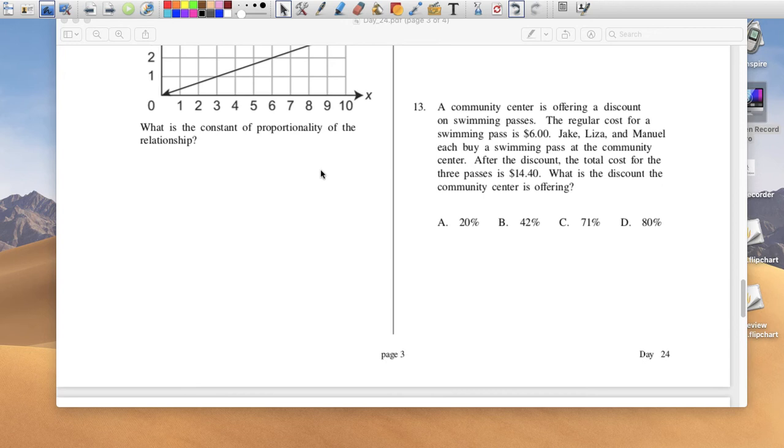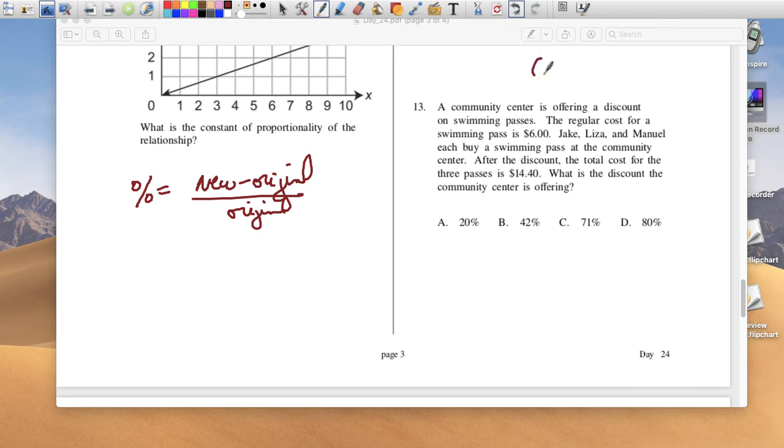13. The community center is offering a discount on swimming passes. The regular cost for a swimming pass is $6. Jake, Lisa, and Manuel each buy a swimming pass at the community center. After the discount, the total cost for the three passes is $14.40. What is the discount the community center is offering? So, all right. It's new minus original, over original, right? So we wanted to find out what the discount was.